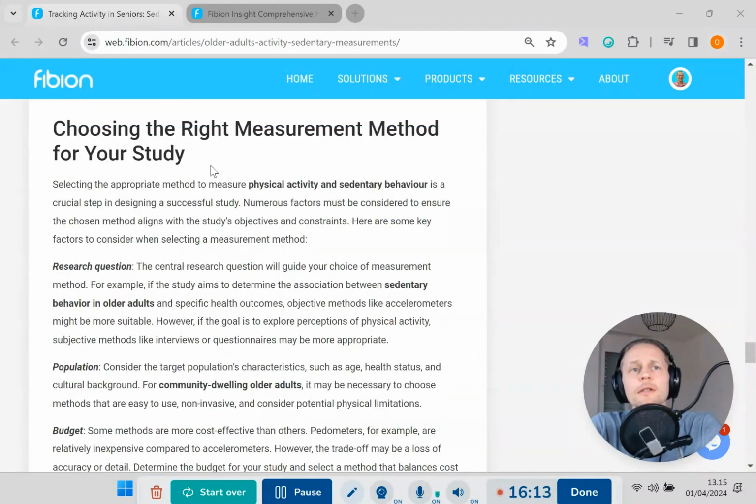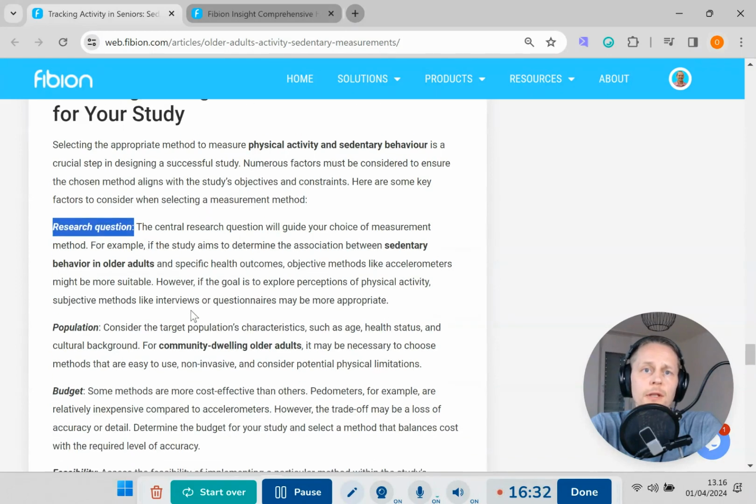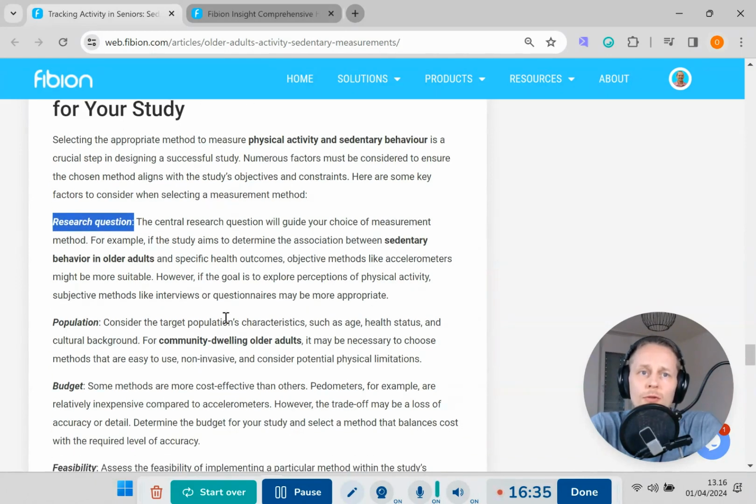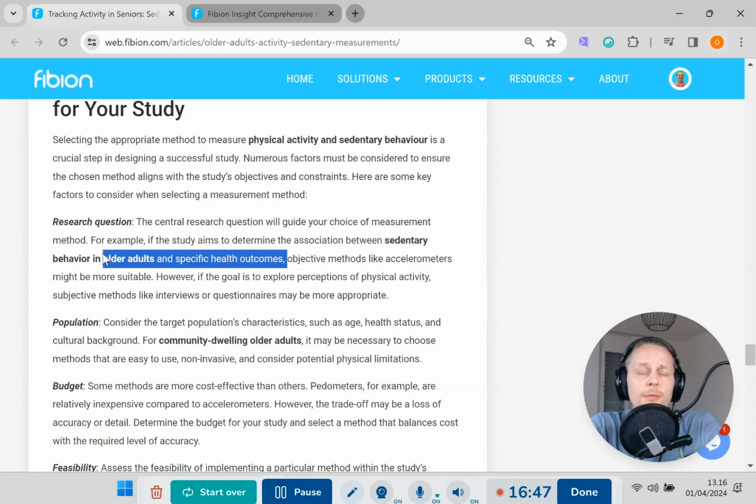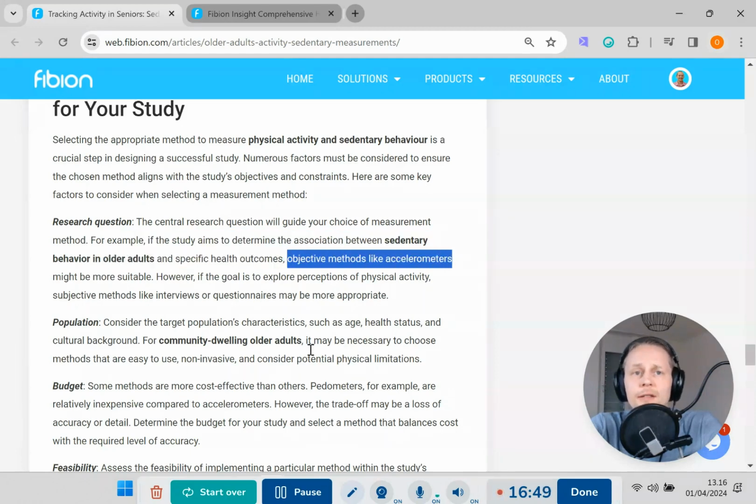And then if we think about choosing the right measurement method for your study, there are a number of factors that should be considered to ensure that the chosen method aligns with the study's objectives and constraints. And probably one of the most important is the research question, like what do you want to find out? For example, if you're interested in sedentary behavior, you should probably go for device-based methods like accelerometers, probably worn on the thigh, so that you can actually measure sedentary behavior accurately.